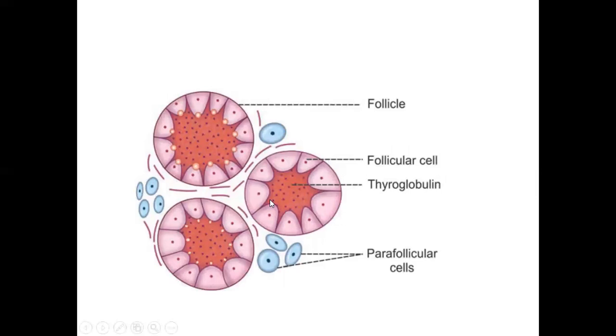This is a histological picture of the thyroid gland. These are follicles. These are follicular cells. These synthesize and secrete thyroid hormone. This is thyroglobulin, and these are parafollicular cells. If you want to score more marks, you need to write about the anatomy of the thyroid gland and the histological features of this thyroid gland.